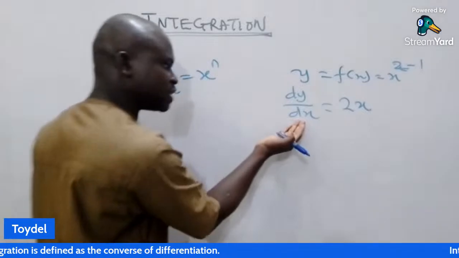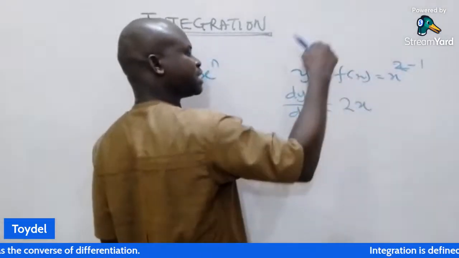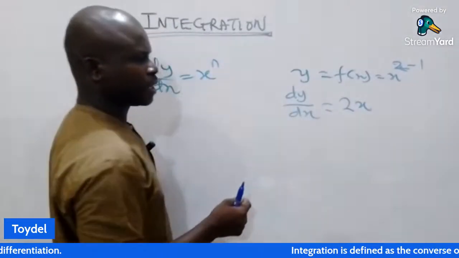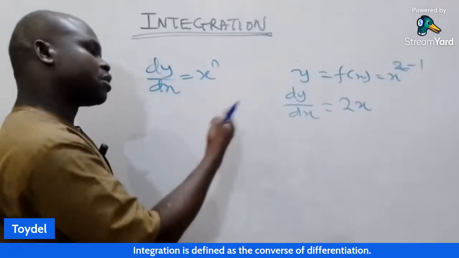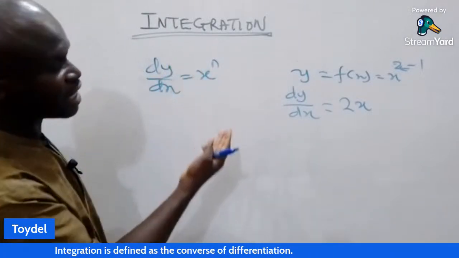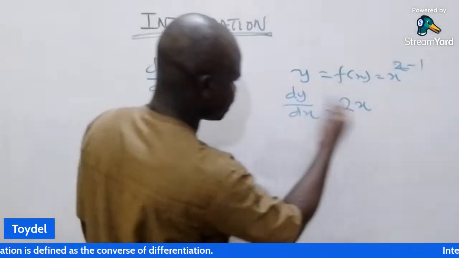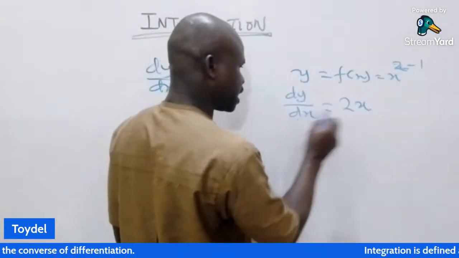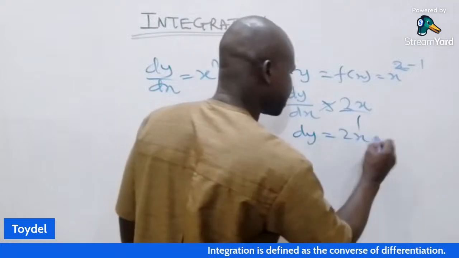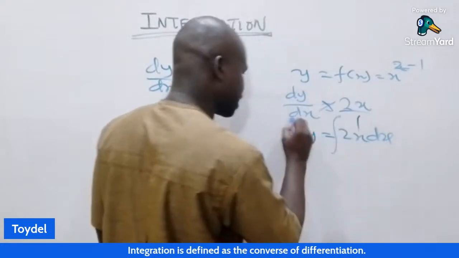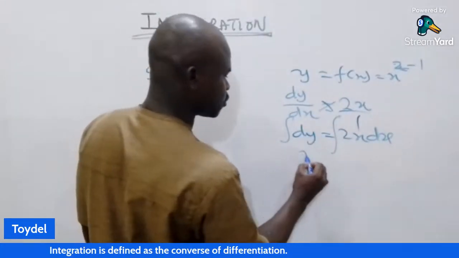What if we know the derivative, dy/dx? How do we get y back? Then we are going to integrate. That's why integration is the same as anti-differentiation. If I want to get y back, I will cross multiply, so I will have dy equal to 2x dx. Then I will introduce the integral sign. If I integrate dy, I'm going to get y.